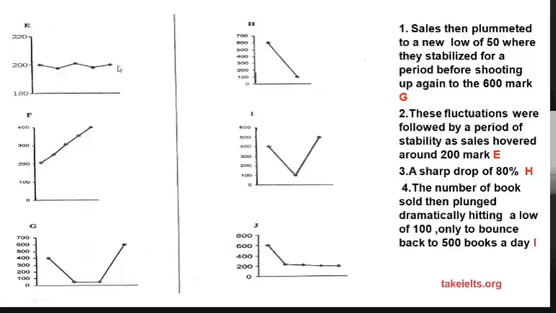So these fluctuations were followed. I mean, previously lots of fluctuations were there, as he described. Followed by, that means at the moment what came up is stability, a period of stability. So learn the language.